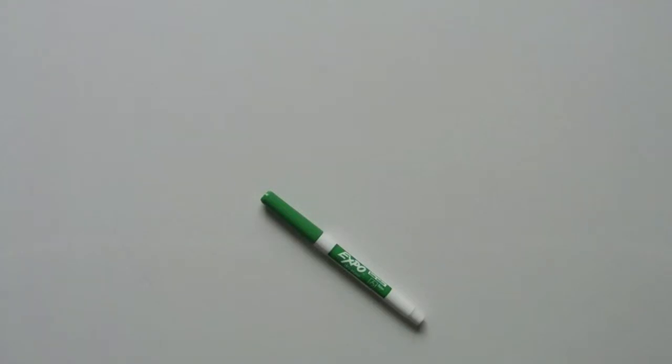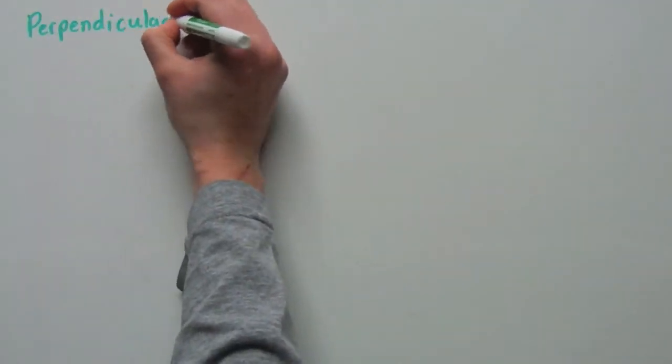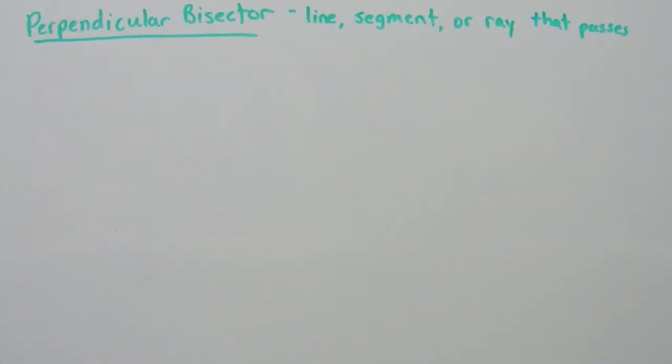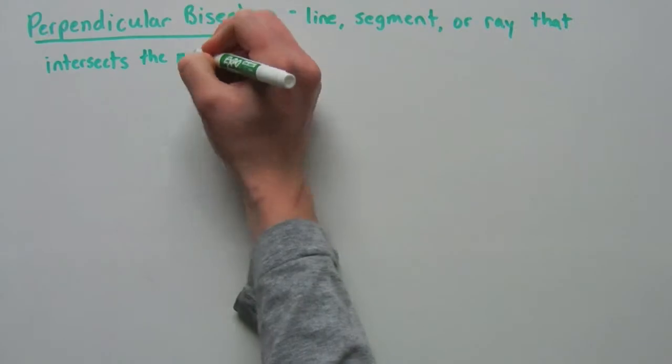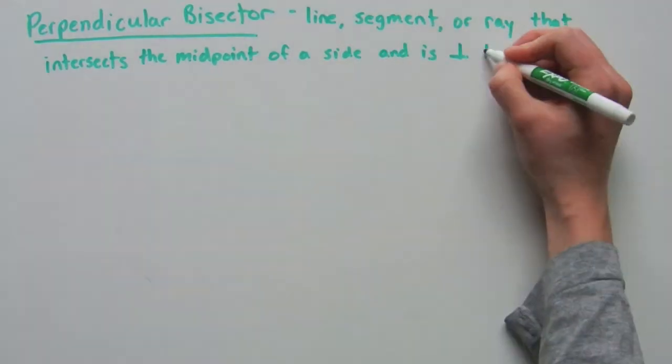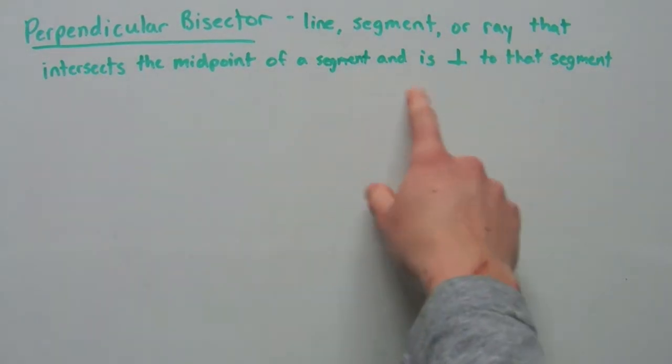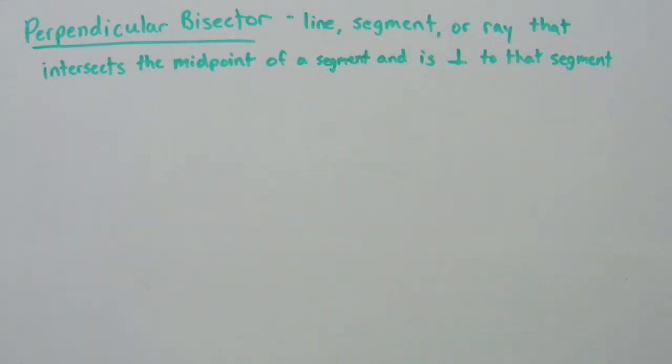In this video, we are going to go over the perpendicular bisector theorem. Let's go over what a perpendicular bisector is. A perpendicular bisector is a line, segment, or ray that intersects the midpoint of a segment and is perpendicular to that same segment. Let me illustrate this for you.